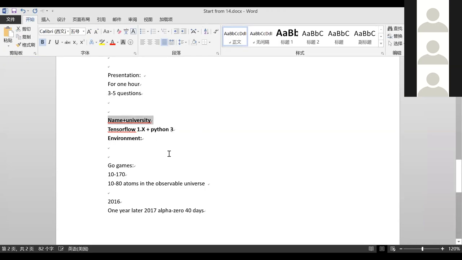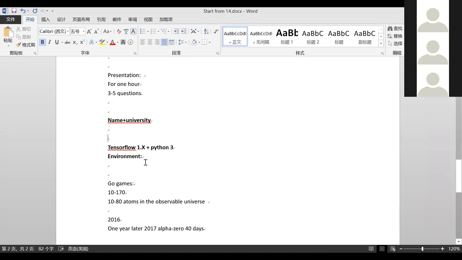So change your name to your real name plus the university. For the hands-on practice environment, we're going to use TensorFlow 1 plus Python 3.